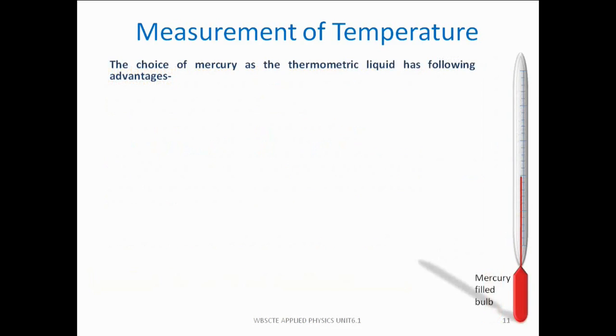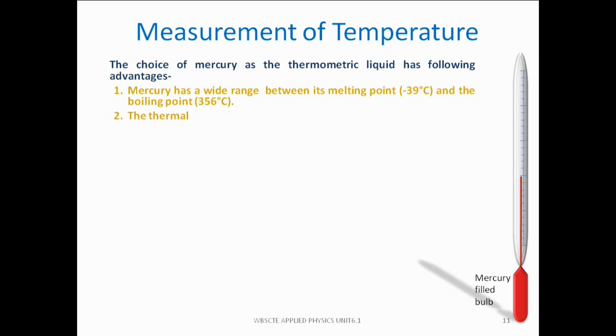The choice of mercury as the thermometric liquid has the following advantages. Number 1. Mercury has a wide range between its melting point, that is minus 39 degrees Celsius, and the boiling point, that is 356 degrees Celsius. Number 2. The thermal expansion of mercury is sufficiently uniform in this temperature range.